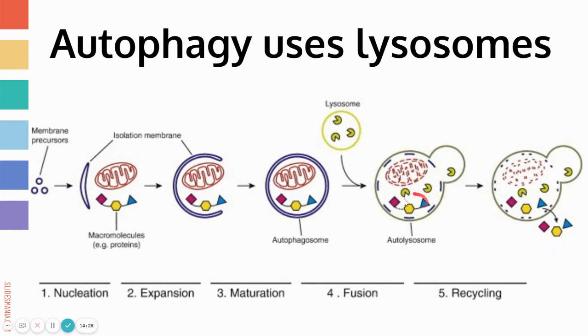So proteins will be broken down to amino acids. This mitochondria will be broken down to its component parts. So we can use autophagy to break down stuff as well. And that might include misfolded or partially misfolded or aggregated proteins.